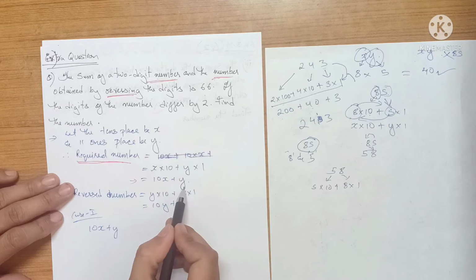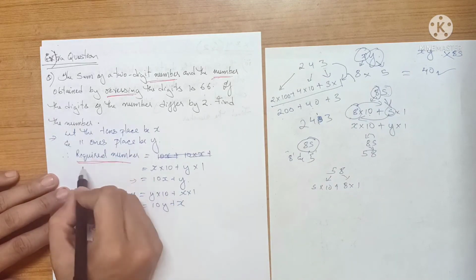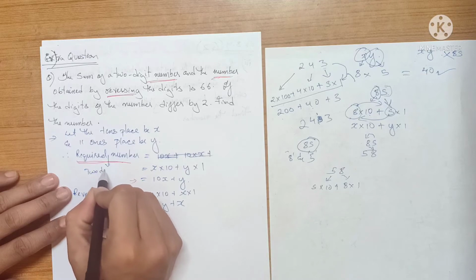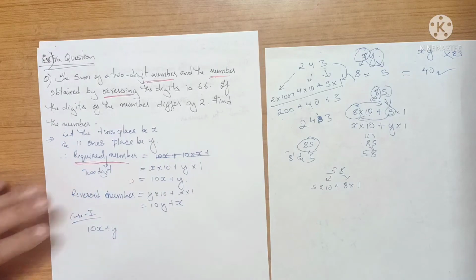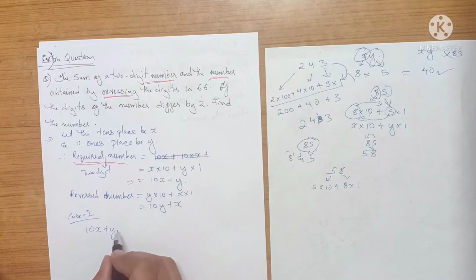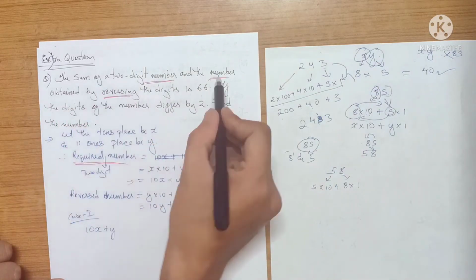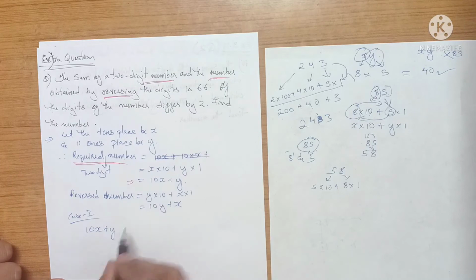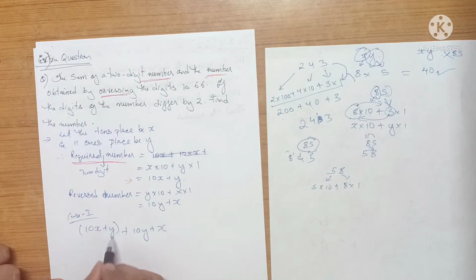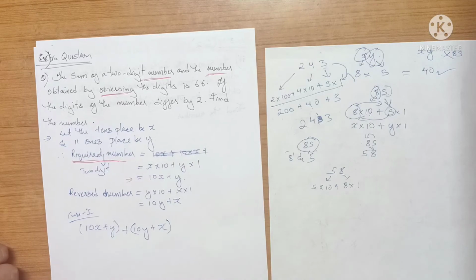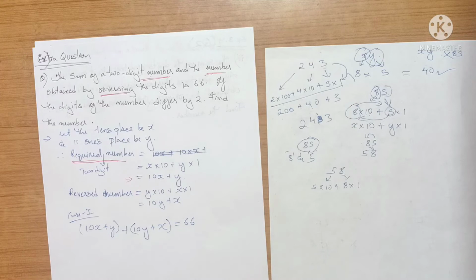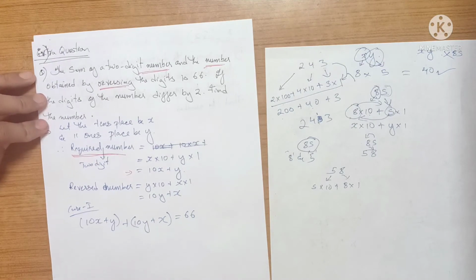Required two-digit number. Let's write required two-digit number, so that you won't get confused. So required two-digit number is 10x plus y. The sum of the two-digit number and the number obtained by reversing digits: so this plus this. This is the two-digit number, this is the number obtained by reversing the digits. So the sum of these two is 66. That's what the question is saying. Okay, so let's try to solve this.